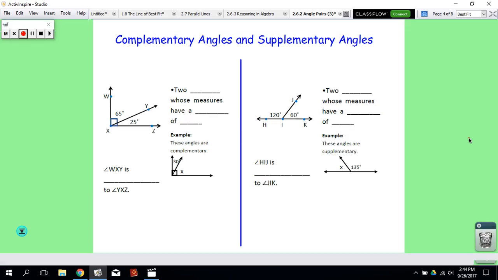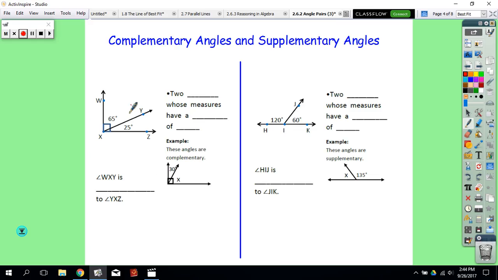Okay, better. All right, so this side is gonna be all the complementary. This side is going to be all the supplementary, so if you just kind of wanna show that this is what complementary is over here, and this is what supplementary is over here. So complementary is two angles whose measures have a sum, and in math, remember, sum means that we add them together. Complementary angles have a sum of 90 degrees, which you can see right here by the little box in the corner.